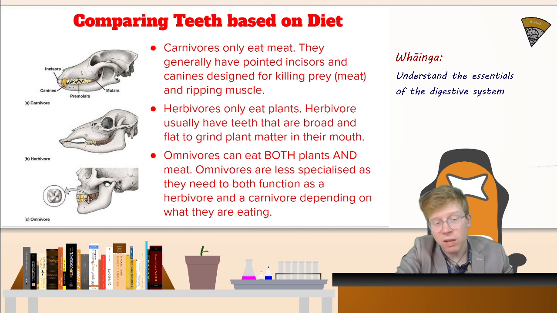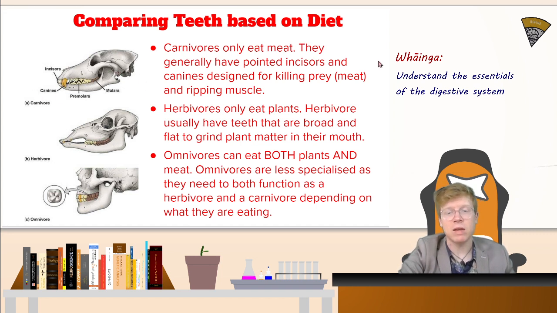Then you've got a skull that looks like ours. Smaller teeth in general and a kind of a blend between the two. We've got a little bit of that canine, right? A little bit of that incisor and a nice sort of healthy-ish, but not as large as the herbivore, set of these molars here. Now, that relates to what these organisms eat.